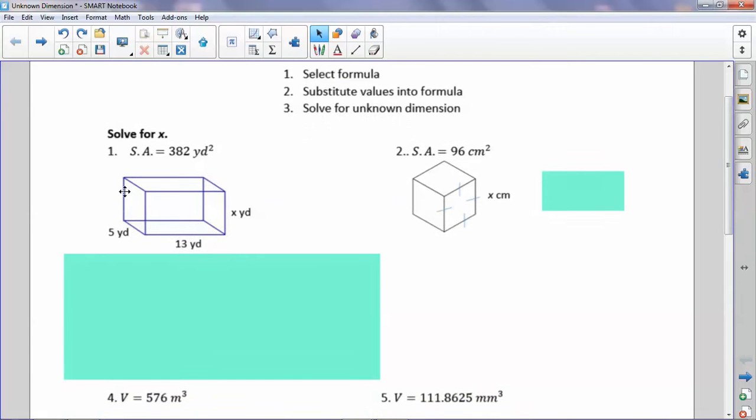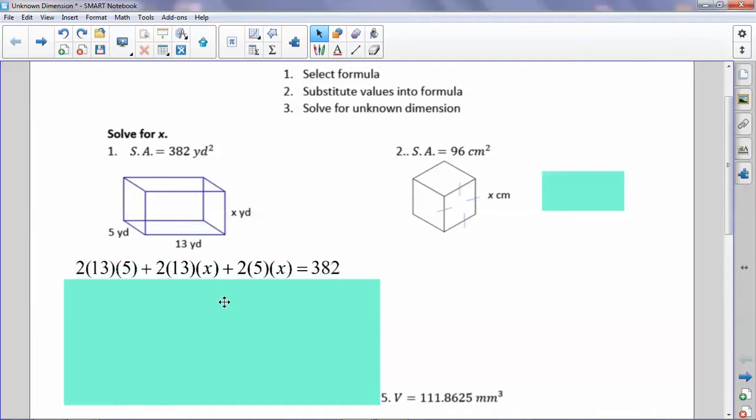Now the first thing we have is a rectangular prism, so we need to look carefully at our formula sheet and select the rectangular prism, since we're given the surface area. So we know that the surface area for a rectangular prism is 2 times the length times the width plus 2 times the length times the height plus 2 times the width times the height.